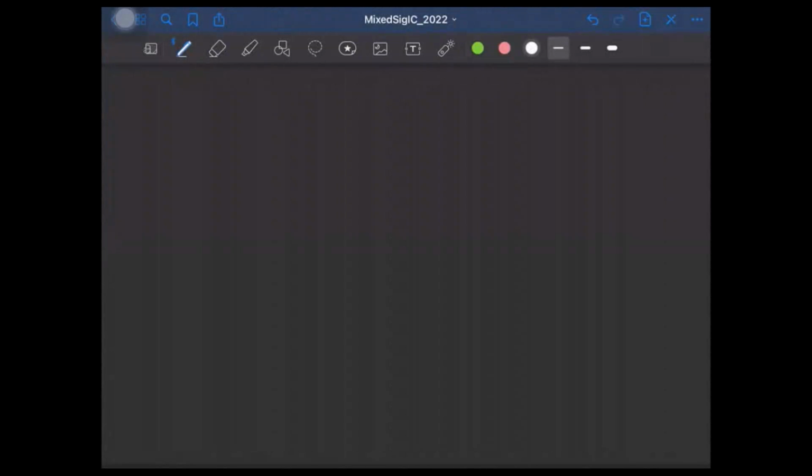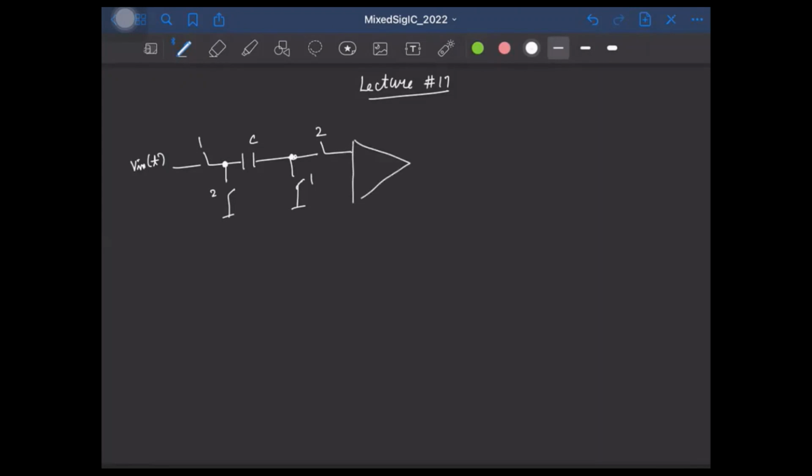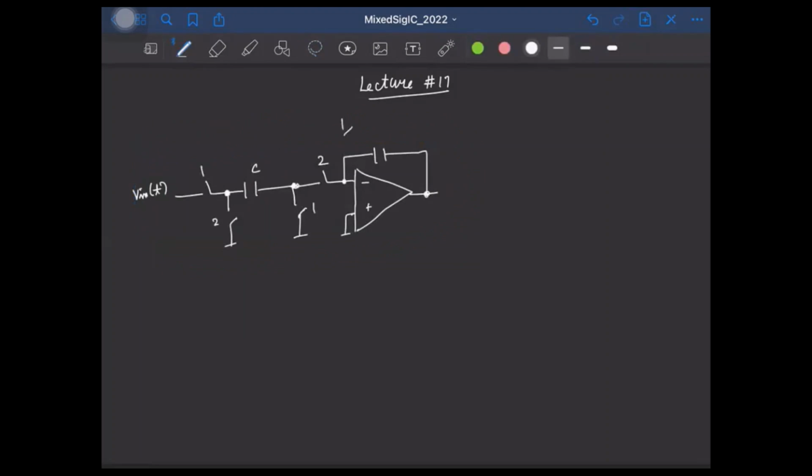This is EE698I, mixed signal IC design, and this is lecture number 17. In the last few classes, we have been looking at the switched capacitor amplifier, and in particular, we were looking at this variant, wherein we sample the input Vin across a capacitor C during the phase phi1, and during the other non-overlapping phase phi2, we transfer the charge to another capacitor like this. And this capacitor is reset during the phase phi1.